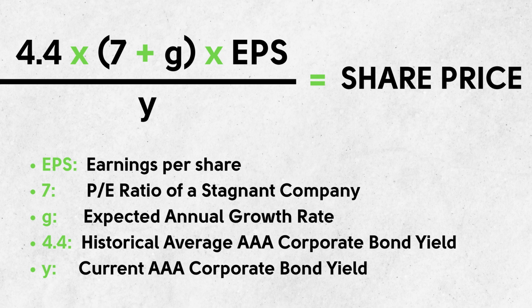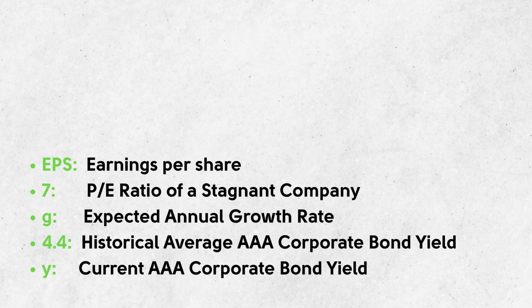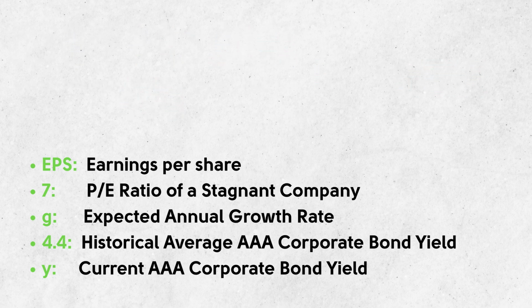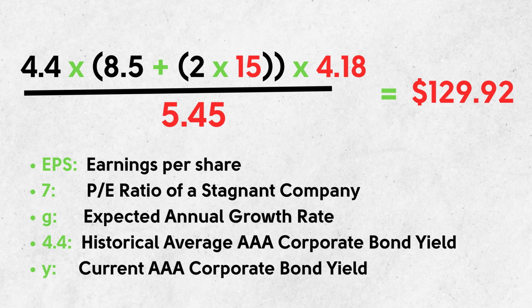So let's plug in some values for Micron. Micron's current EPS is $4.18. We can assume a growth rate of around 15%, and we can assume the current AAA corporate bond yield is right around 5.45%. Plugging these values in, we get a value of $74.24 per share. Compare this to Graham's old method, where we would get a value of $129.92 per share. Note the large difference between these two values. This shows that calculating intrinsic value is more of an art rather than a strict science.